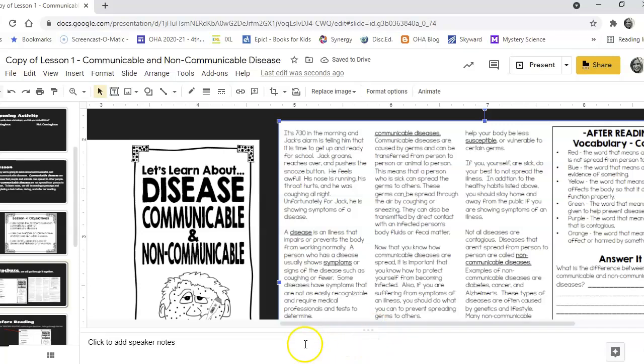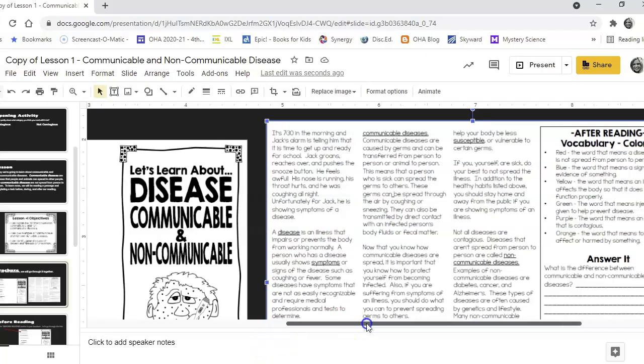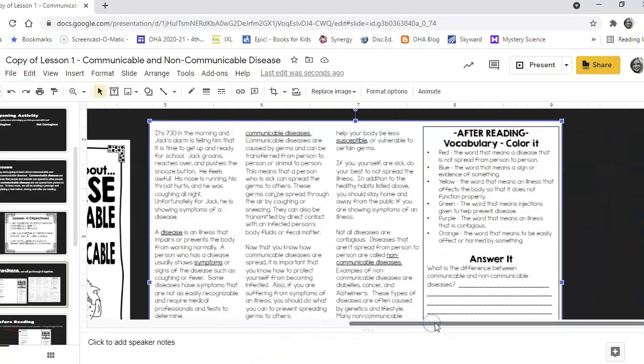It's 7:30 in the morning and Jack's alarm is telling him that it is time to get up and ready for school. Jack groans, reaches over and pushes the snooze button. He feels awful. His nose is running, his throat hurts, and he was coughing all night. Unfortunately for Jack, he is showing symptoms of a disease. Ooh, did you know that that is a disease?